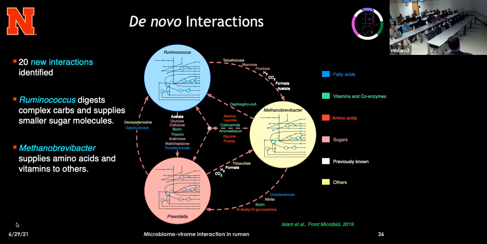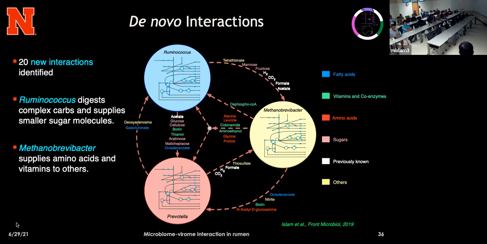Some of these findings are very expected. For example, Rumenococcus is a complex carbohydrate degrader. So it is expected that it will supply small sugar molecules to the other members. That's what you see. But some of them are very interesting as well. For example, Methanobrevibacter is supplying vitamins and cofactors, which was not known before.